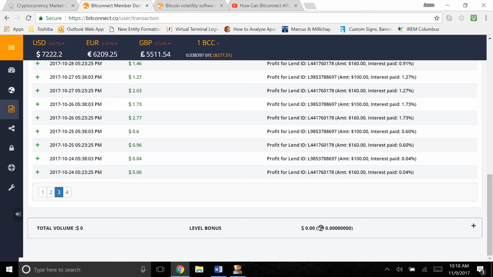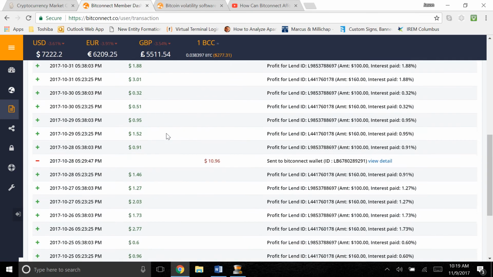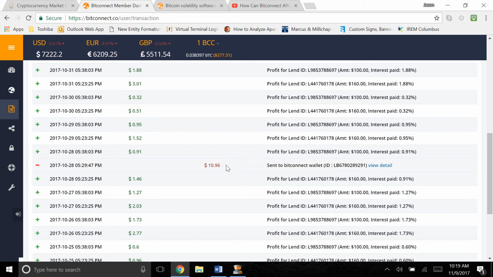So there are 2 different loans, one for 160, one for 100. So here's 0.04 again and 0.04. But then we got paid 0.6, 96 cents. 0.6 on the $100 loan, 0.6. And then a good day, 1.73 on both loans, 2.77, 1.73. So at this point, this all added up to me getting another $10.